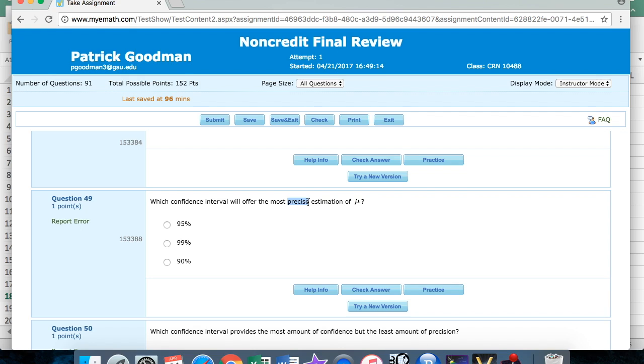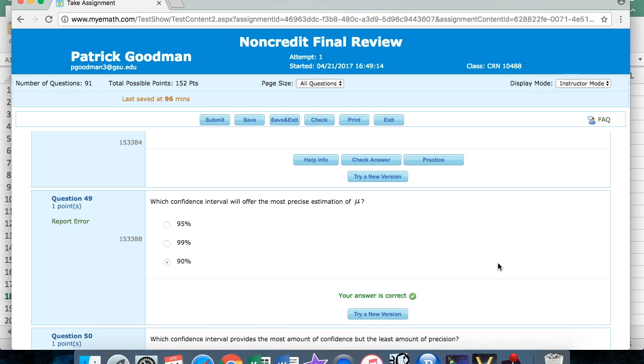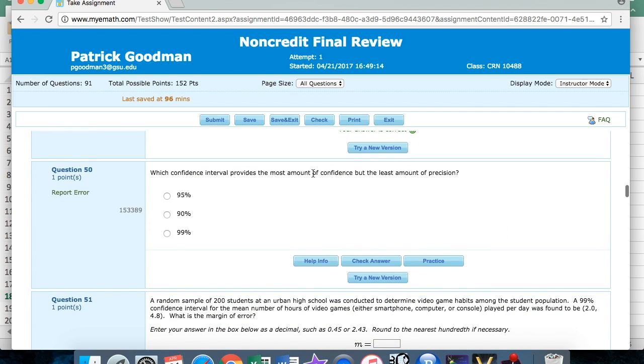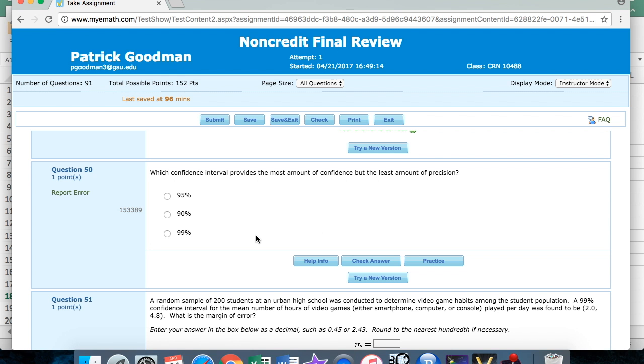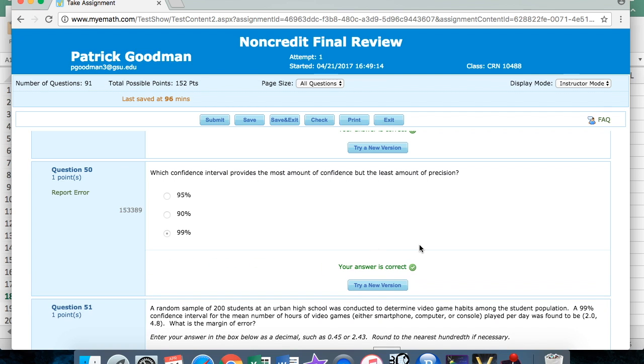Because we have a smaller range of values to choose from, we have a greater chance of mu not being in there, but we have more precision. So 90%, the smallest one, is the correct answer. But now it says which interval provides the most amount of confidence but the least amount of precision. Look what I said here. If your confidence level increases, precision decreases. But what happens to the chance to contain the population mean? It increases. So if we want the one we're most sure will include our population mean, but that comes with a heavy price of not as much precision, it'd be the highest confidence level. Okay, and there we go.